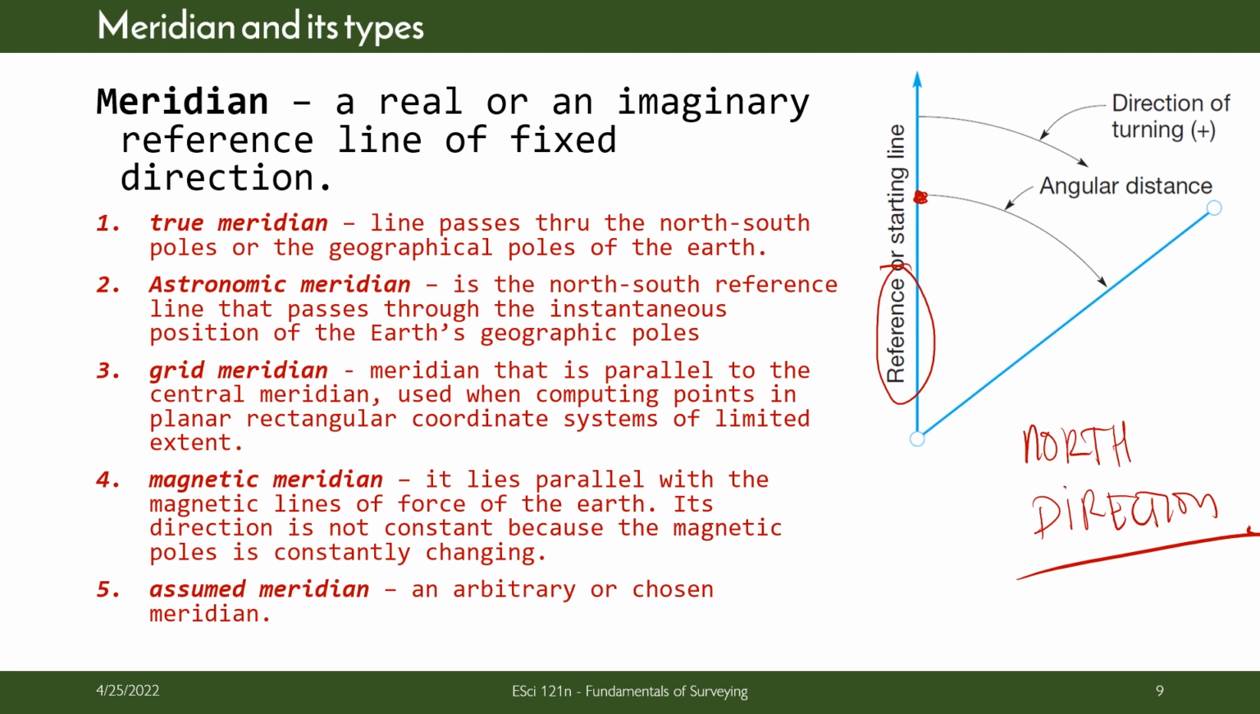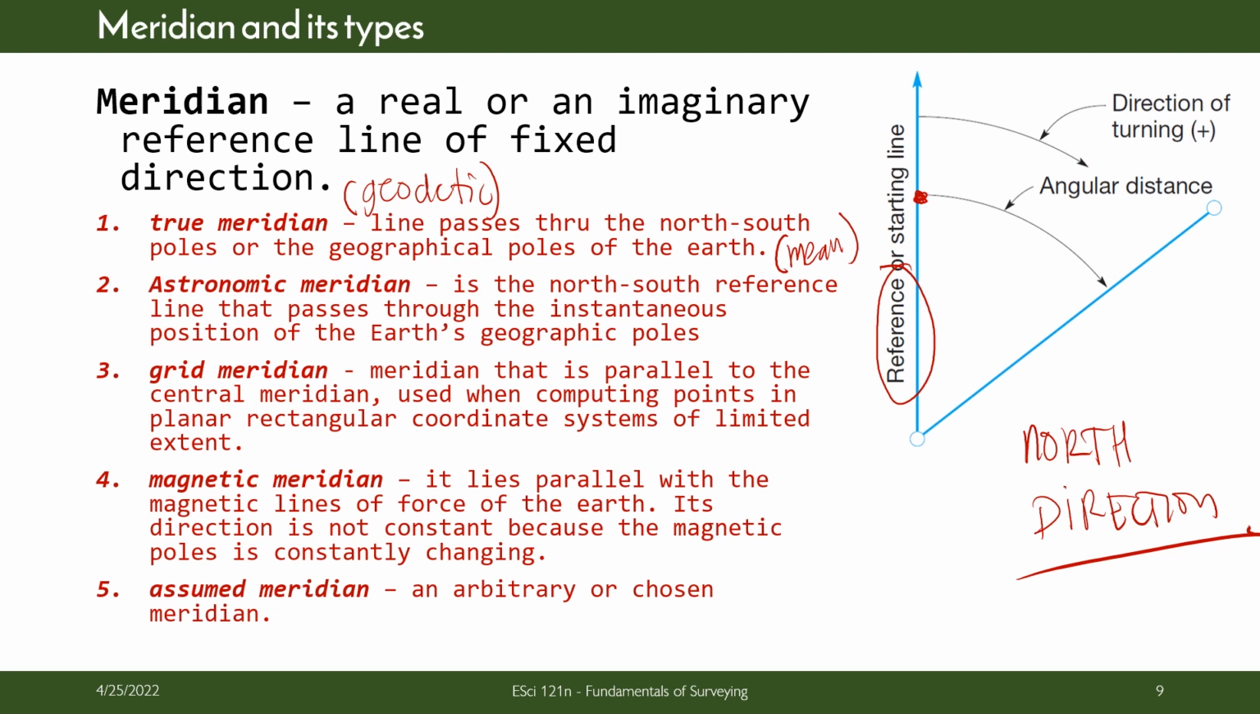However, meridians are referred to different setups or definitions. First, we have the true meridian, or sometimes we call it the geodetic meridian, which is a line that passes through the north-south poles, or the geographical poles of the Earth. I'll show you an example of geodetic. Usually it determines the mean pole, because the polar movement varies from time to time. So it's temporally dependent.